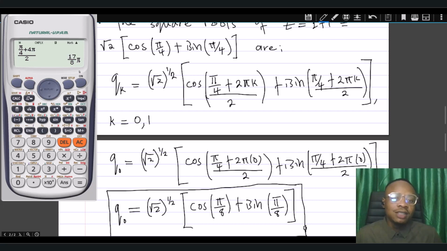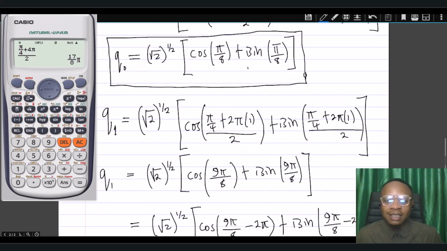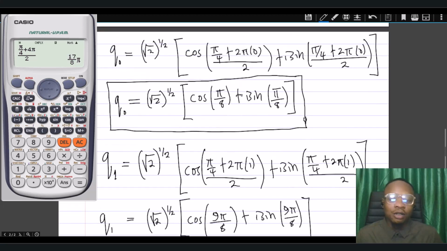So if I'm going to do that here, 17 over 8 is already 2 whole number, 1 over 8. So basically this is going to be giving us pi over 8, because if we subtract that 2 pi from it as required, it will give us pi over 8. That means it will give us the same result as this. Okay, so that's the point of all of this.